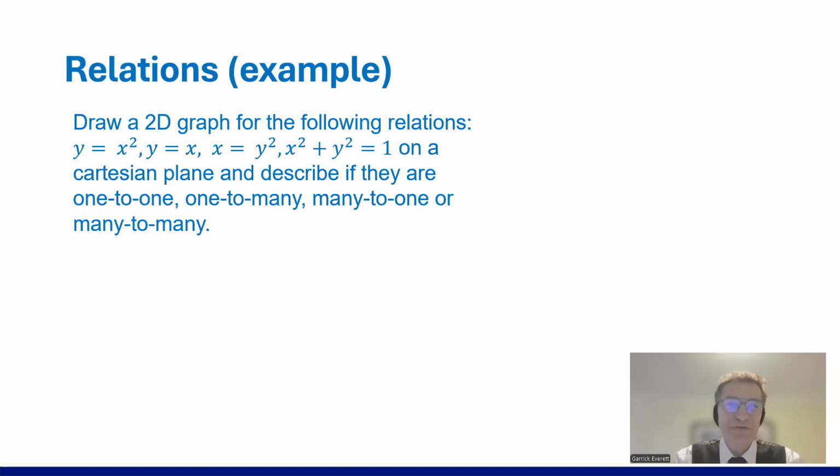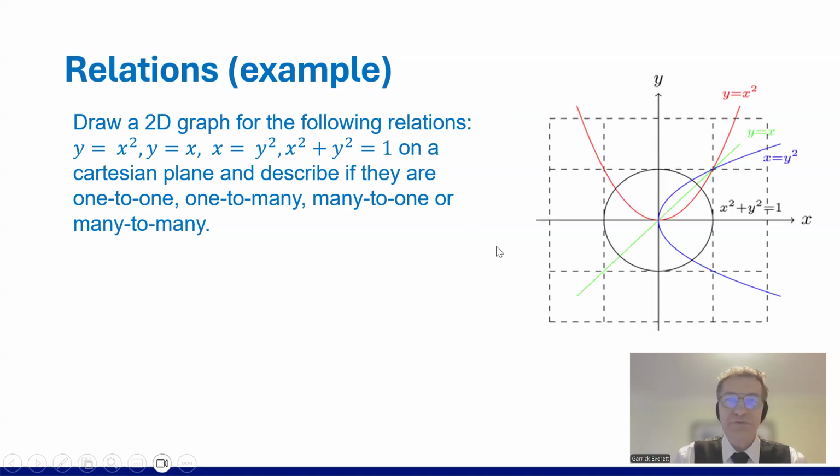Next, draw a 2D graph for the following relations: y equals x squared, y equals x, x equals y squared, and x squared plus y squared equals 1. Even just thinking about those, you should be able to figure out this is going to be a parabola, this is going to be a line, this is going to be a parabola on its side, and this is going to be a circle with radius 1. So let's draw that. There we go. Great drawing, Dr. Everett. Doing great.